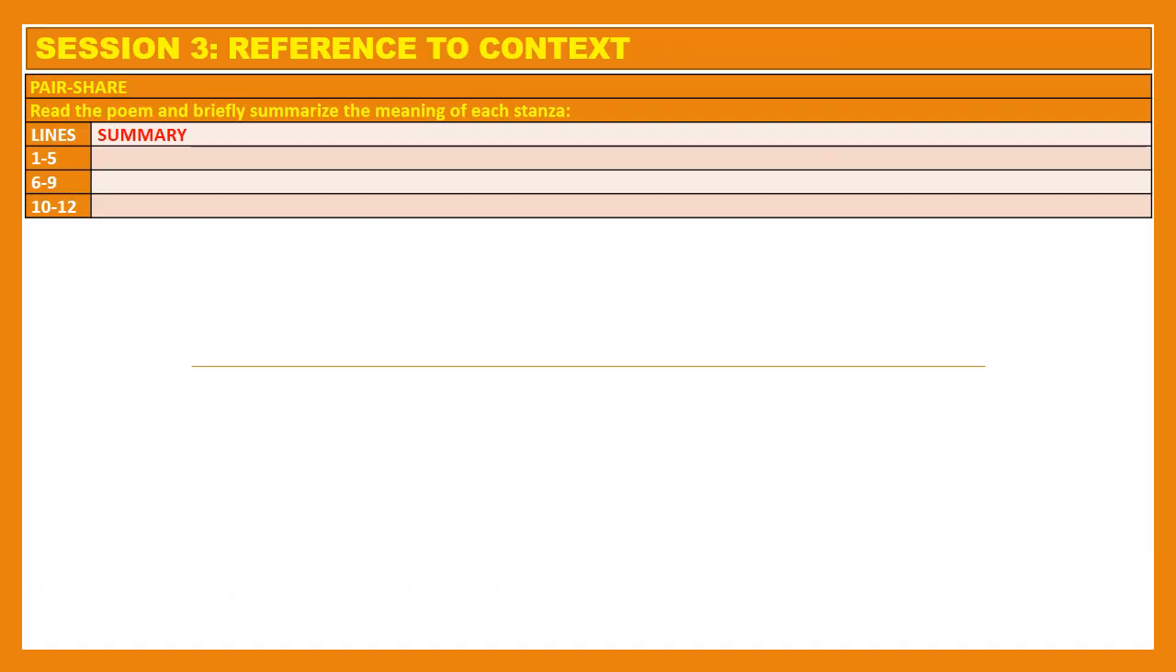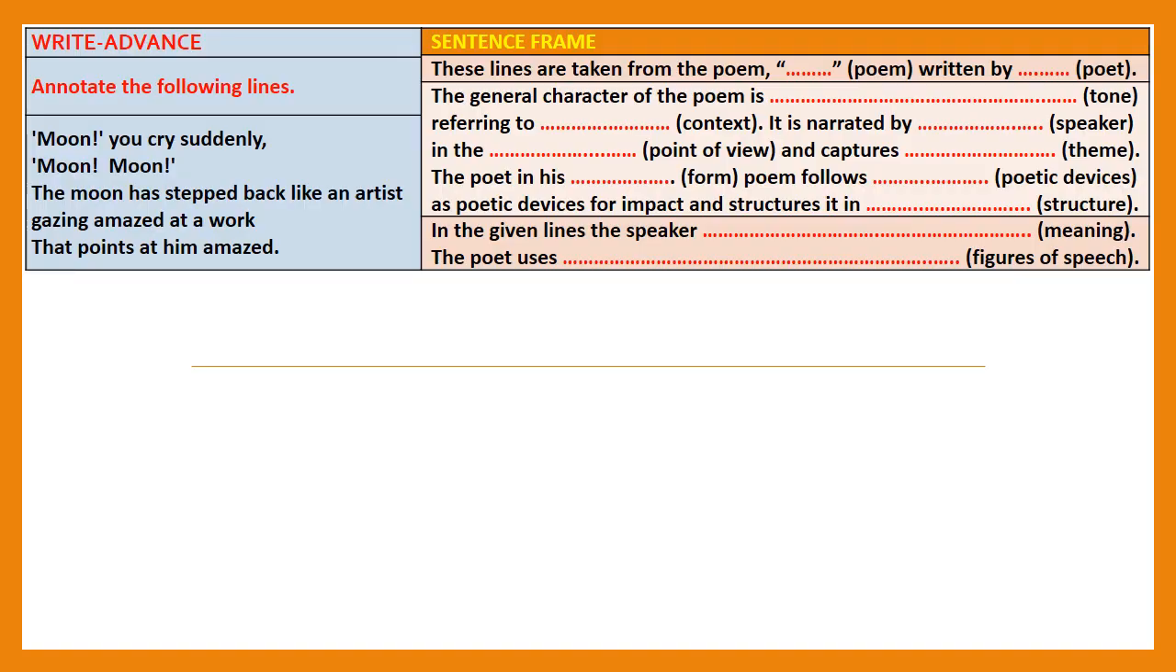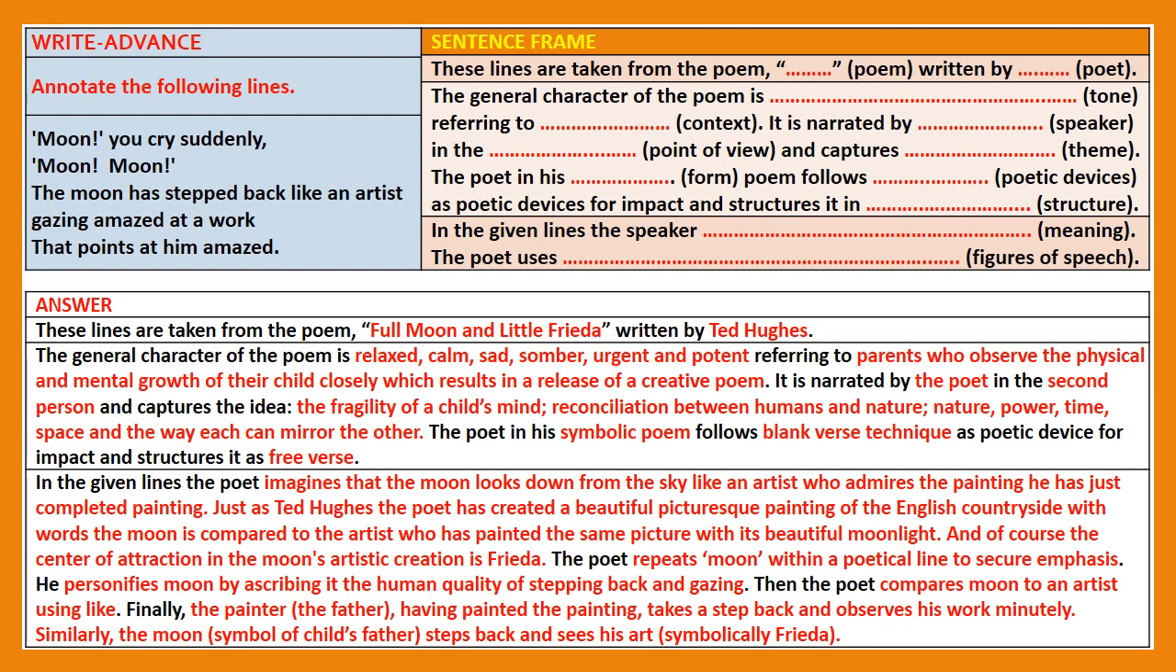Session 3 starts with a task that encourages you to interpret the poem and write a verse-by-verse summary. Take time to identify the elements of annotation, such as tone, context, perspective, point of view, theme, form, and structure. Use the annotation elements that you have identified to annotate the given lines. You can use the given sentence frame to guide you.